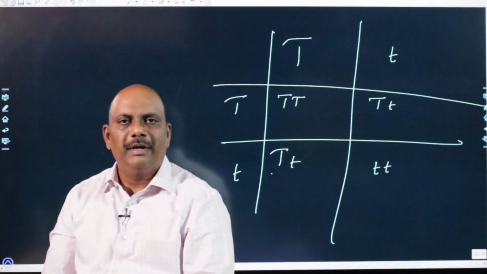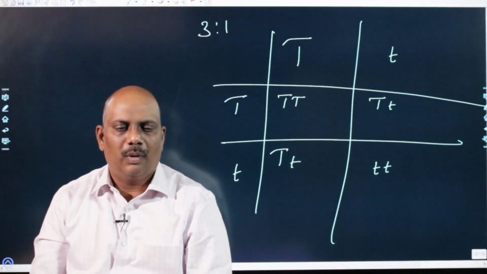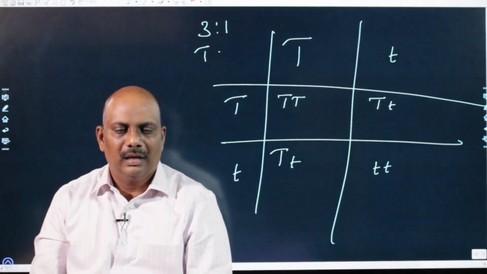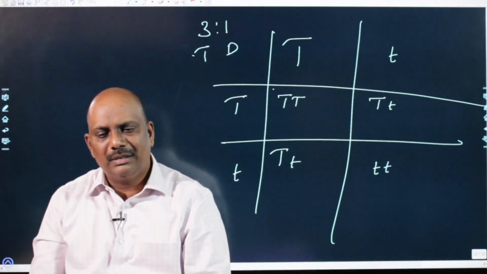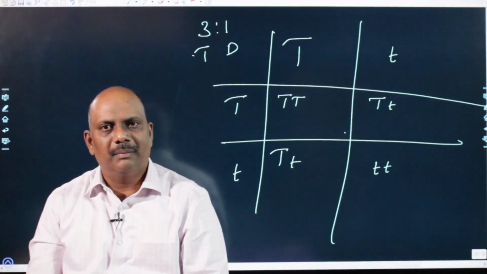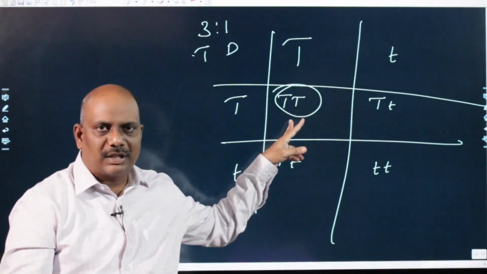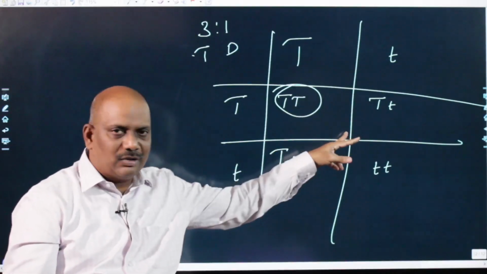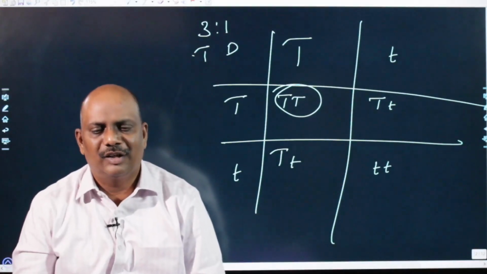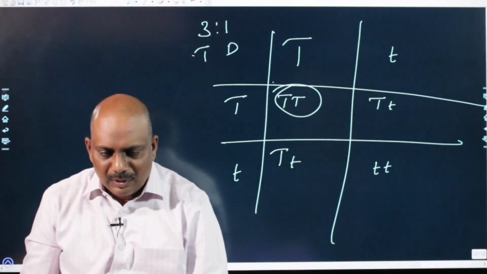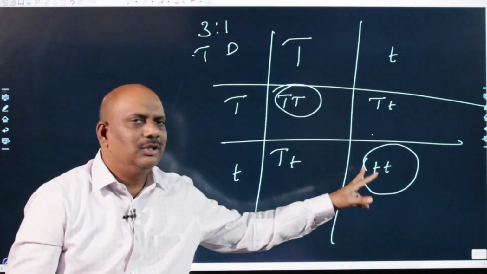So here the phenotypic ratio is 3 is to 1, 3 tall and 1 dwarf. But genotypically they are not all the same. This one is homozygous tall. These two are heterozygous tall. This is a dwarf plant. Okay. So recessive genes express only under homozygous condition.